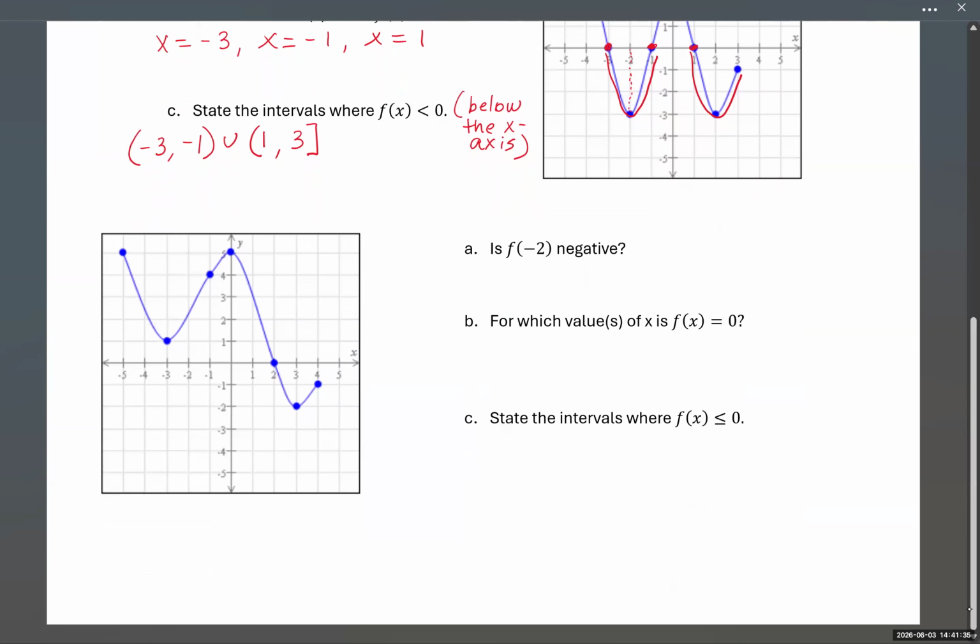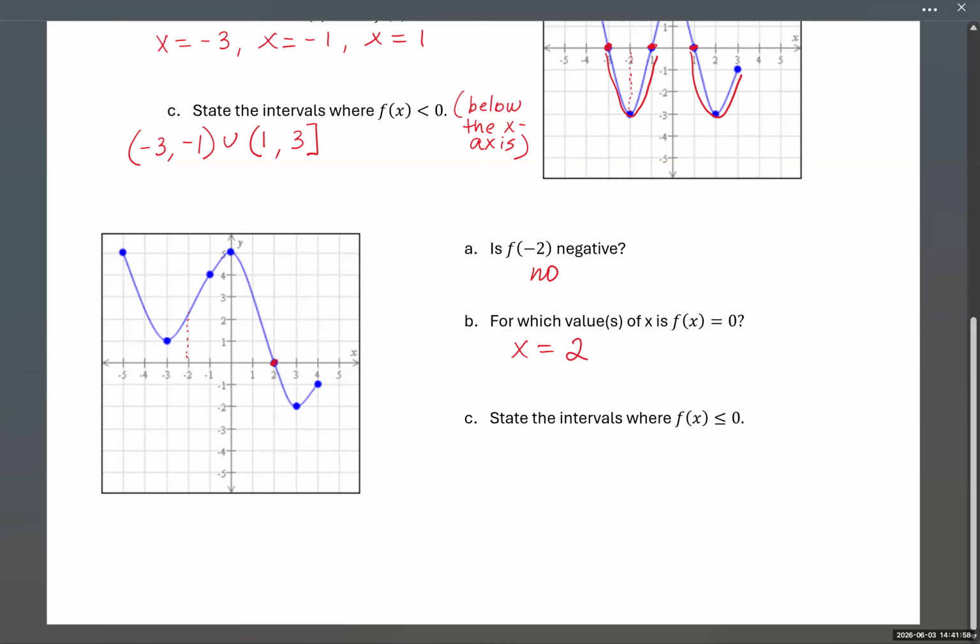Let's try a different one. Is f at -2 negative? So go back to -2. Nope, it's above the x-axis, so it's positive. For which values of x is f of x 0? So again, x-intercepts, that's just one and it's right here, x equals 2.